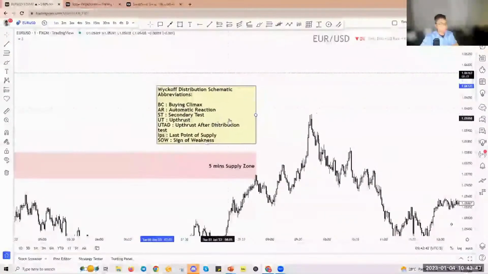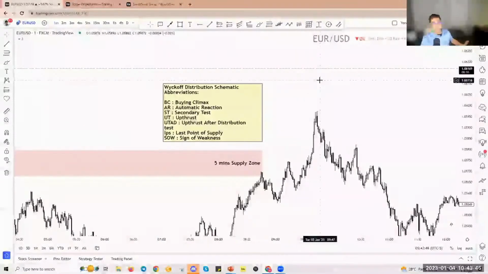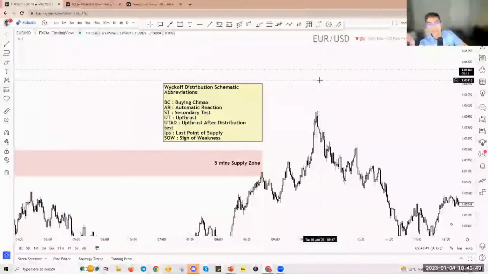So you see, so far I'm not looking at any PowerPoint slides to teach you guys Wyckoff, because I've been using it for already 2 years. I've been using Wyckoff for 2 years, so more or less it's at the back of my mind already.